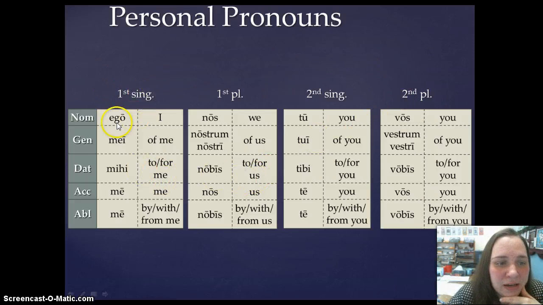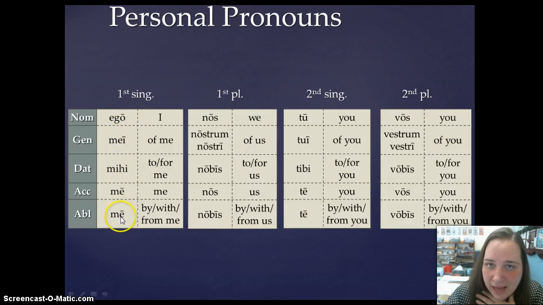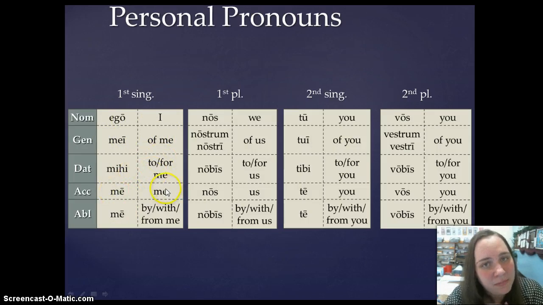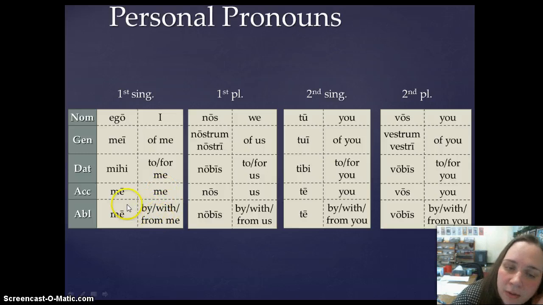So the first person singular in the nominative is ego, mei, mihi, me. Okay, so ego is I, mei is of me, mihi is to or for me, me is both the accusative and the ablative, so me and by, with, and from me, okay?